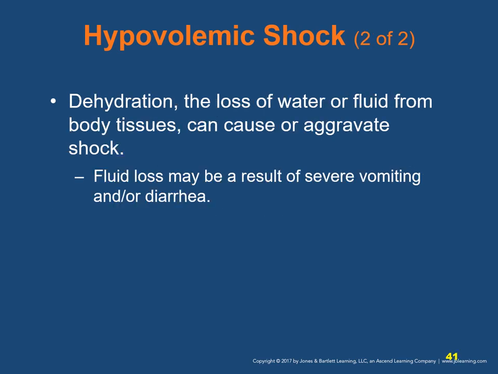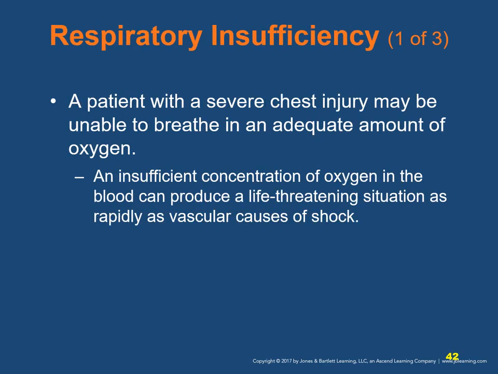Dehydration, the loss of water or fluid from body tissues, can cause or aggravate shock. Fluid loss may be a result of severe vomiting and/or diarrhea. Respiratory insufficiency: a patient with a severe chest injury, such as flail chest or obstruction to the airway, may be unable to breathe in an adequate amount of oxygen. This affects the ventilation process of respiration because not enough oxygen can be inspired to meet the metabolic demand. An insufficient concentration of oxygen in the blood can produce a life-threatening situation as rapidly as vascular causes of shock.